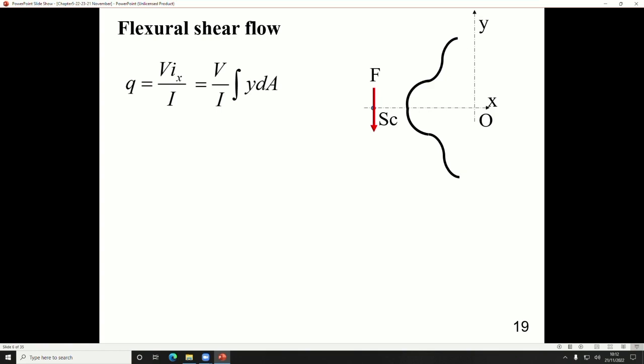For an open section, we always locate the origin of the curvilinear coordinate system at the open end, because at the open end it's not in contact with any other material, so therefore the shear flow in that location is equal to zero. So it is always better to locate it at the open end.